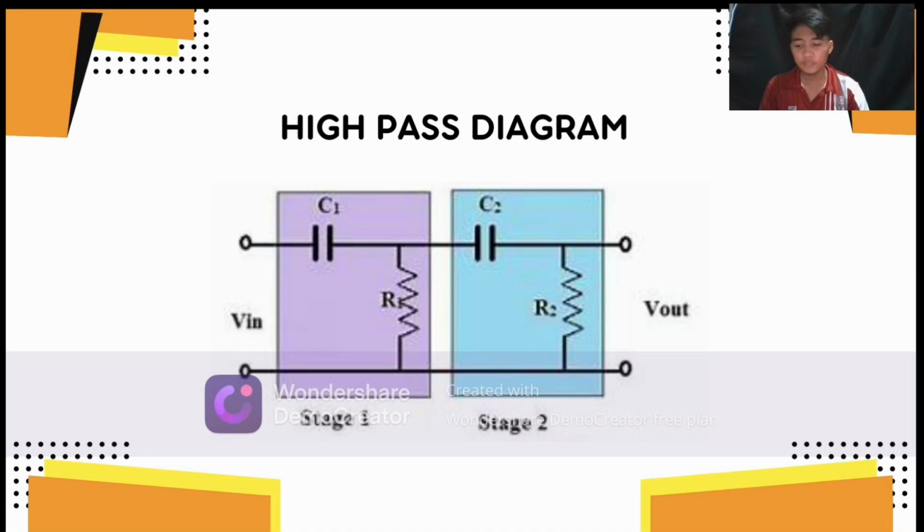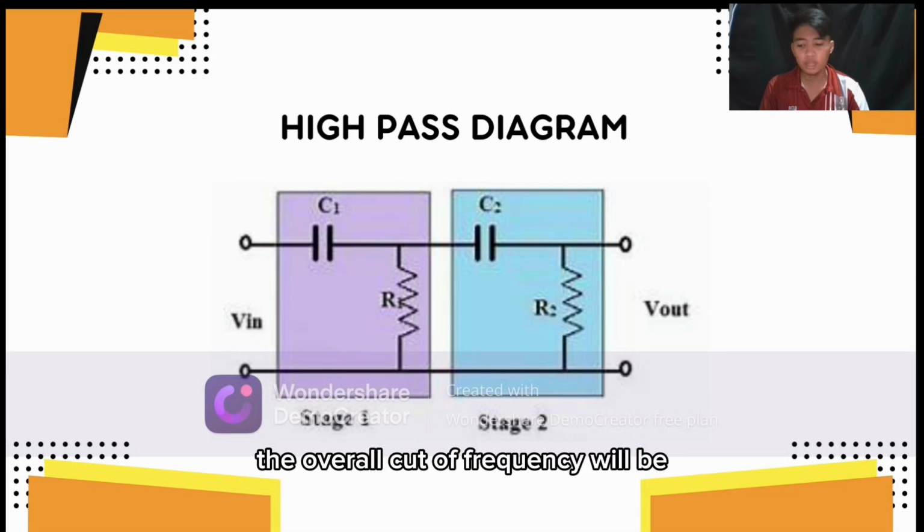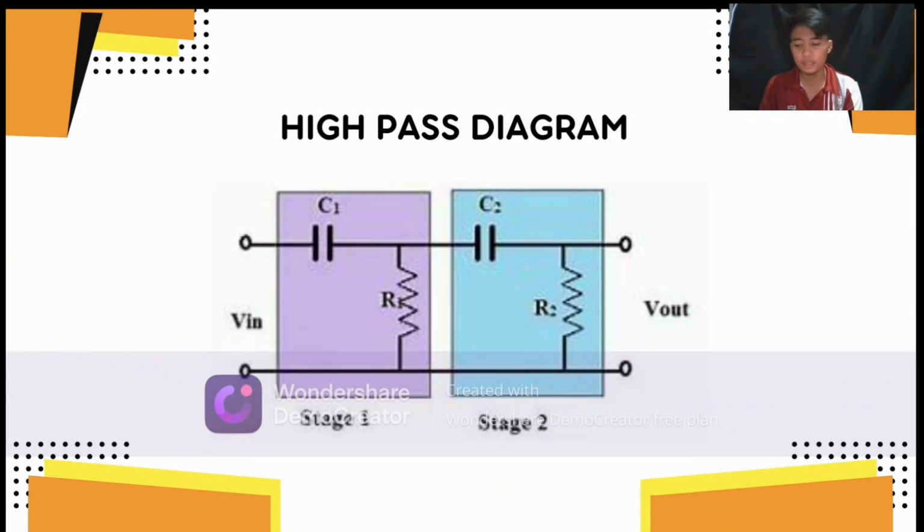The frequency response of a high-pass filter is characterized by a cutoff frequency, or FC. This is the frequency at which the filter starts to attenuate the signal. For this two-stage filter, the overall cutoff frequency will be lower than that of a single-stage filter, providing a steeper roll-off in the low-frequency region.